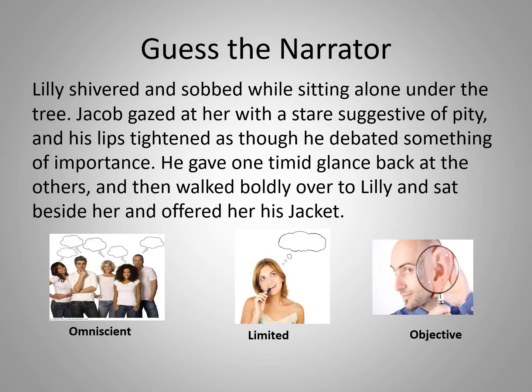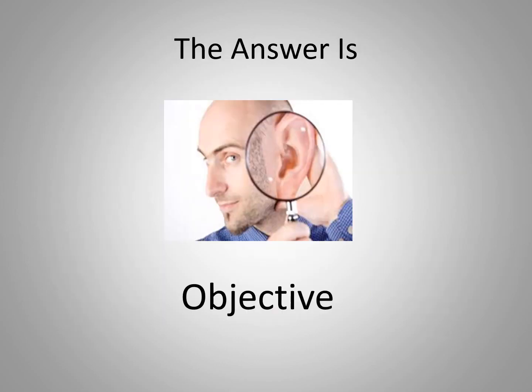Guess the narrator. Lily shivered and sobbed while sitting alone under the tree. Jacob gazed at her with a stare suggestive of pity, and his lips tightened as though he debated something of importance. He gave one timid glance back at the others, and then walked boldly over to Lily and sat beside her and offered her his jacket. What point of view is this? Omniscient, limited, or objective? It is objective.